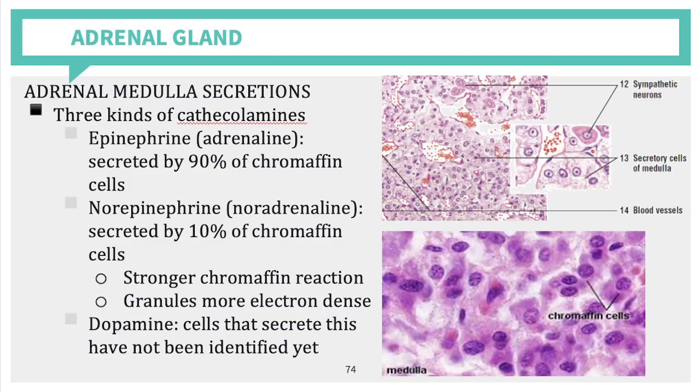So your adrenal medulla secretes three kinds of catecholamines. You have your epinephrine, secreted by 90% of your chromaffin cells. You have your norepinephrine or your noradrenaline, which is secreted by 10% of your chromaffin cells. Take note, stronger chromaffin reaction, granules are more electron dense. But take note, they can also produce your dopamine. The cells that secrete this have not been identified yet.